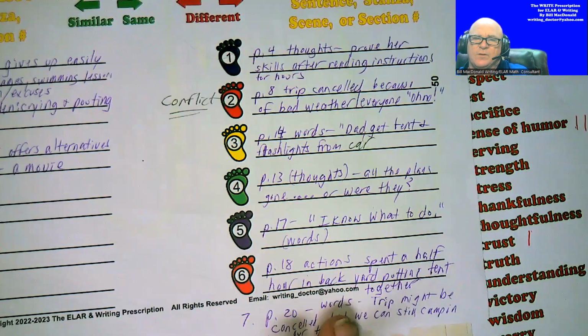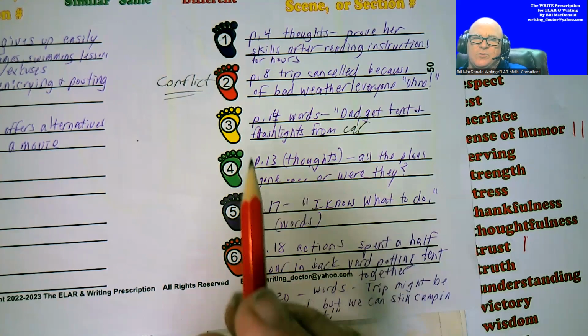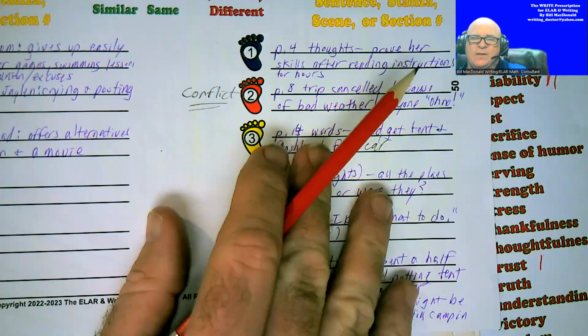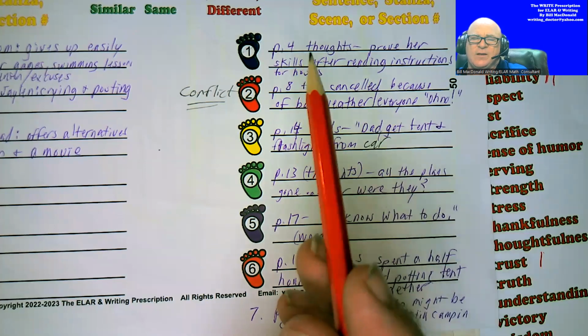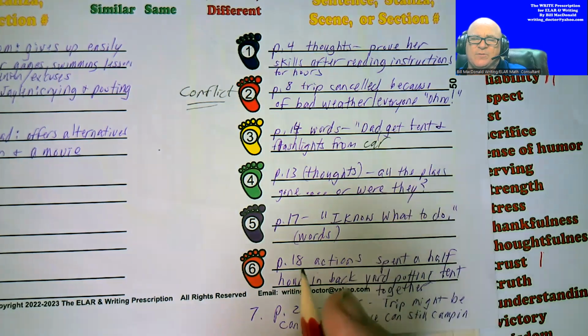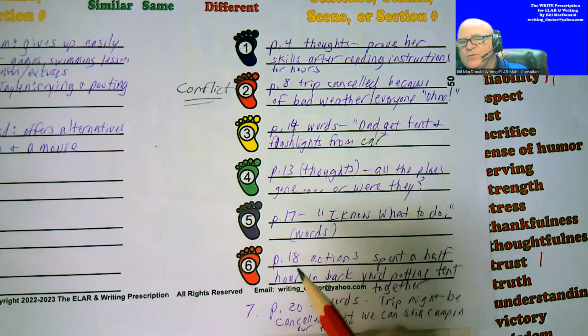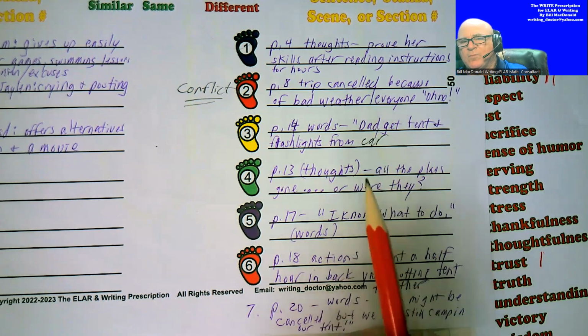Next clue are some actions. Paragraph 18, she spent a half an hour in the backyard putting the tent together. And so you see that because I'm numbering, I can see where are these in the middle? Where are some examples of evidence at the beginning? And where are some examples of evidence towards the end? So if you're going to teach your kids throughout the story, then you might want to focus on at least one beginning, one middle, and one end.